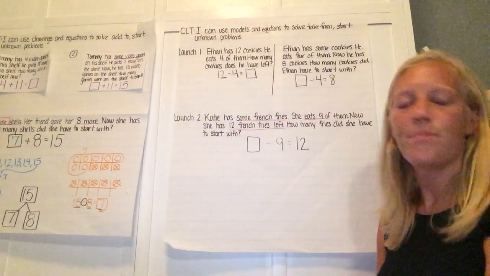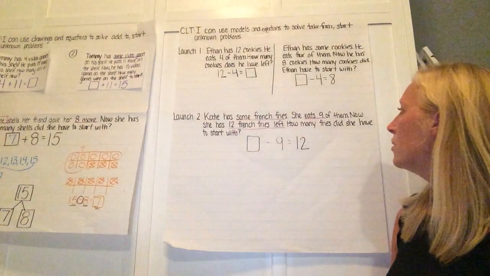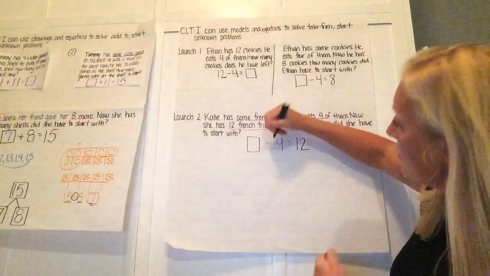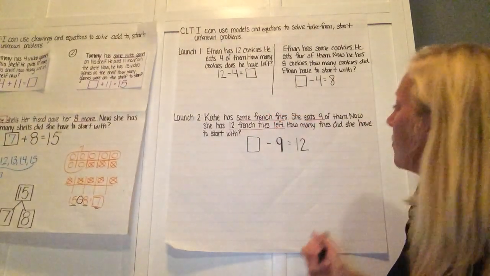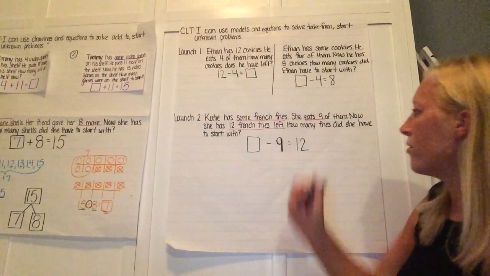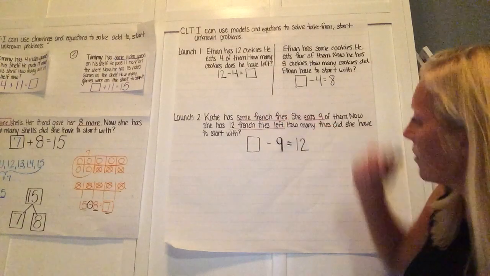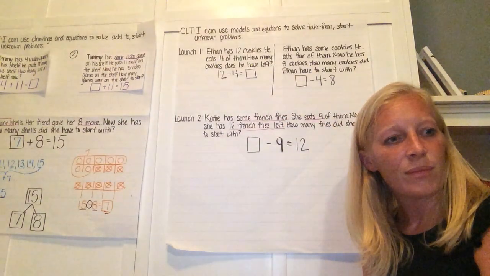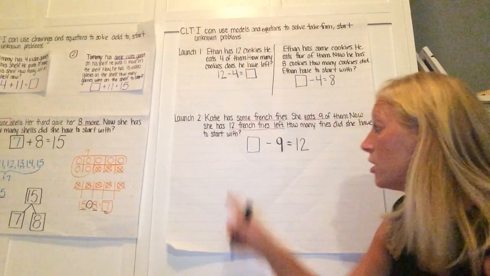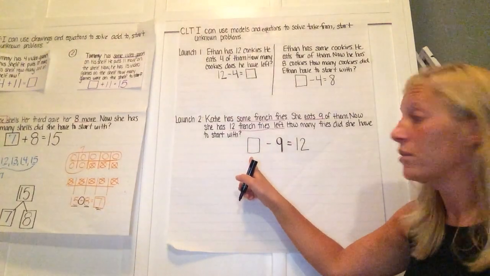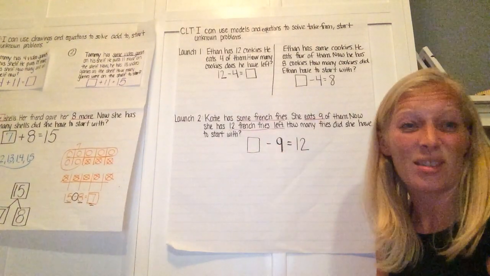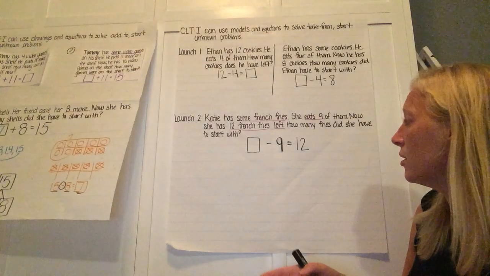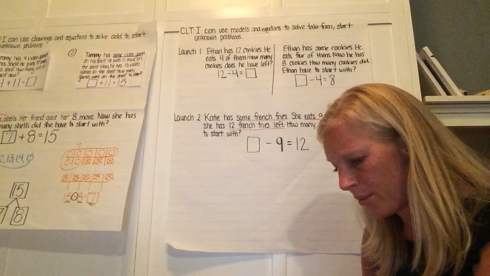She had some. She ate 9 of them. And she had 12 left. Does that match our story? That's what she had to start. I don't know what that is. She ate 9, so that number is, we're subtracting that 9. And we have 12 left over.